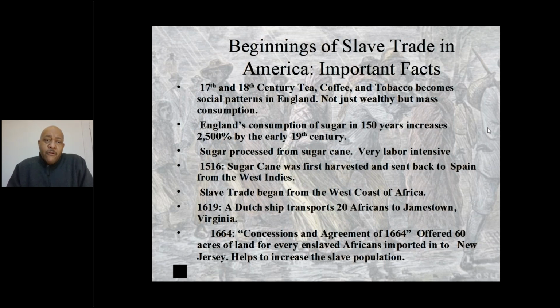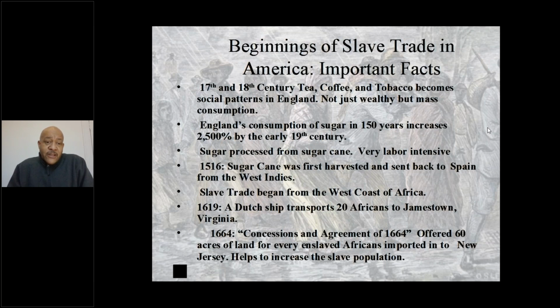But we know in the 17th and 18th century, tea, coffee, and tobacco become the social patterns in England. It just wasn't for the wealthy, but became for mass consumption. England's consumption of sugar in 150 years increased 2,500% by the early 19th century. So there was a high demand for sugar. And sugar was processed from sugar cane. It was very labor intensive.